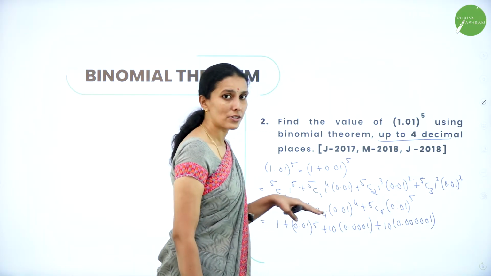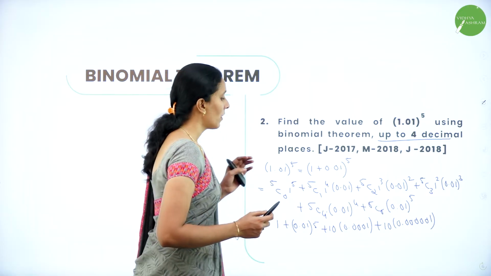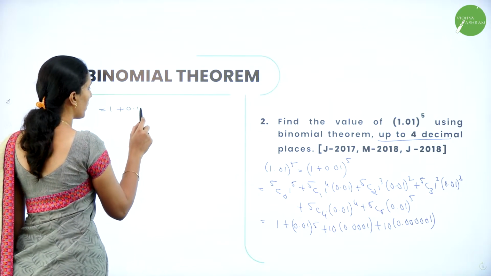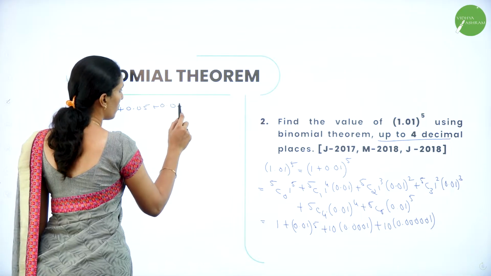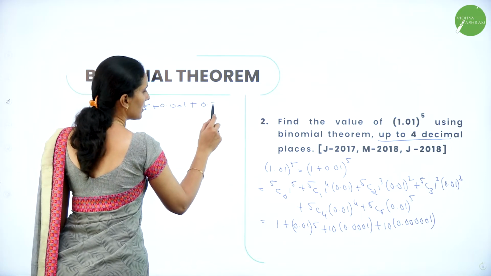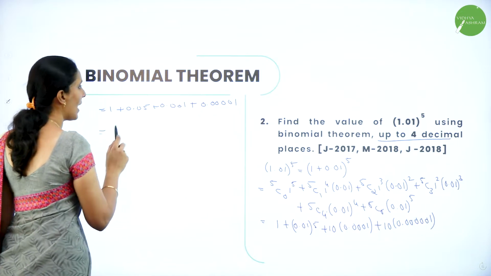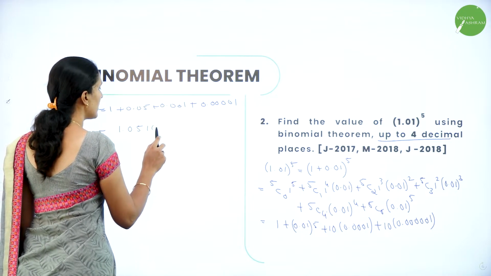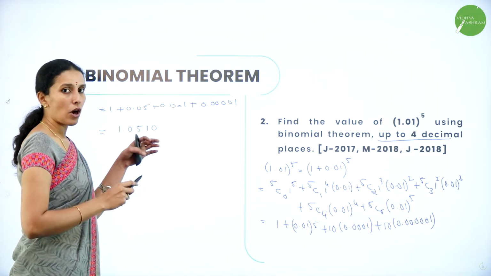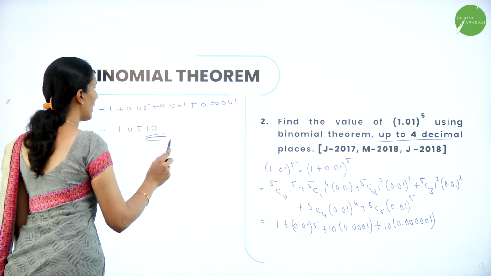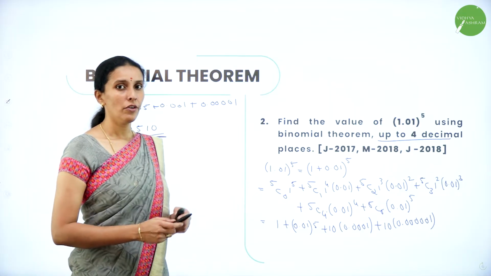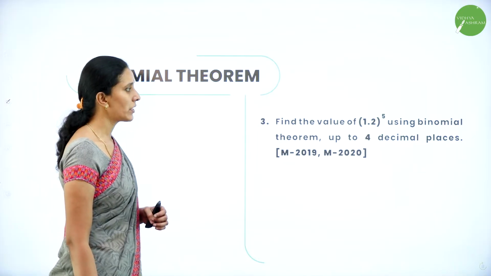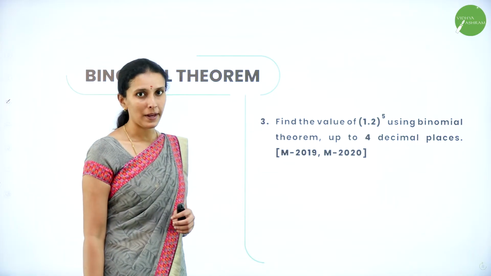So the other terms are not required because we will round it off to 4 decimal places. So what does it become now? It is 1 plus 0.05 plus 0.001 plus 0.00001. Adding all these terms, we get the value as 1.0510. Since we stop at 4 decimal places, we can write only this value, 1.0510. Next question. Find the value of 1.2 whole power 5 using binomial theorem up to 4 decimal places.